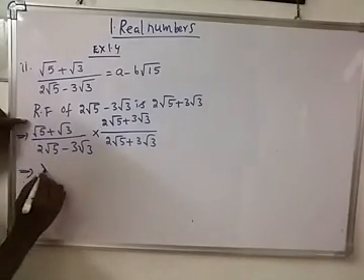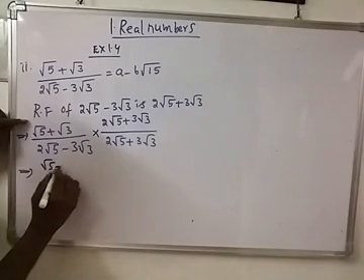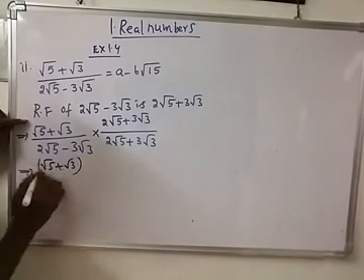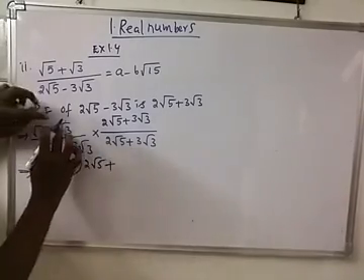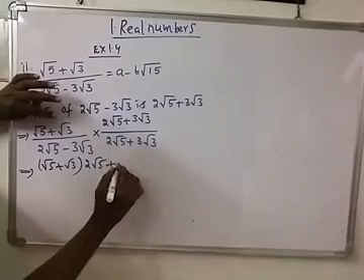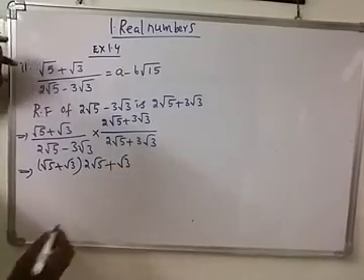So this is (square root 5 plus square root 3) into (2 square root 5 plus 3 square root 3), and also it is multiplied to the denominator.